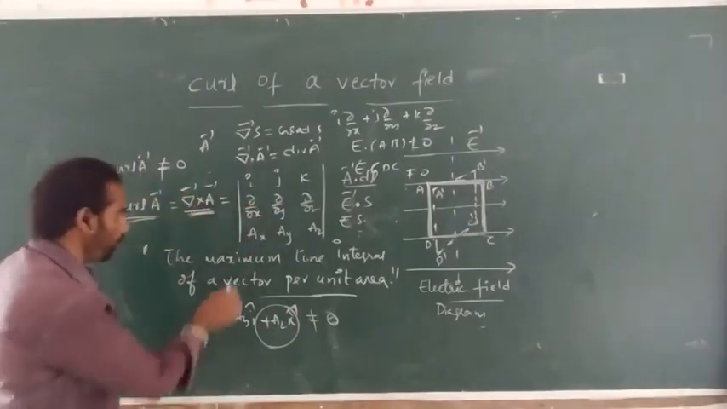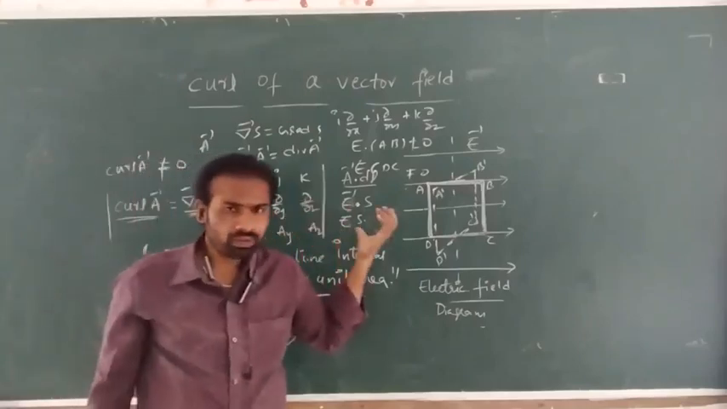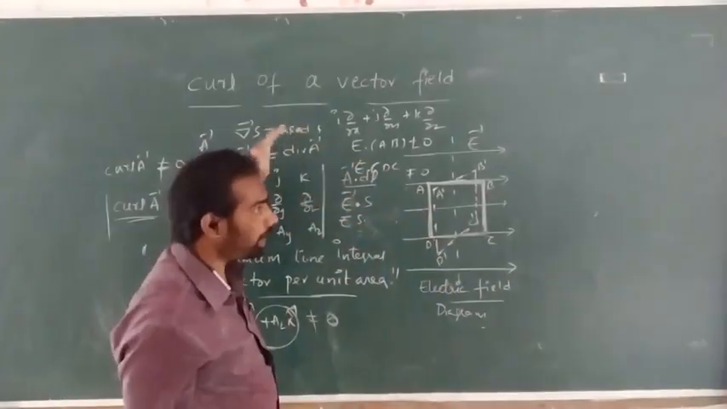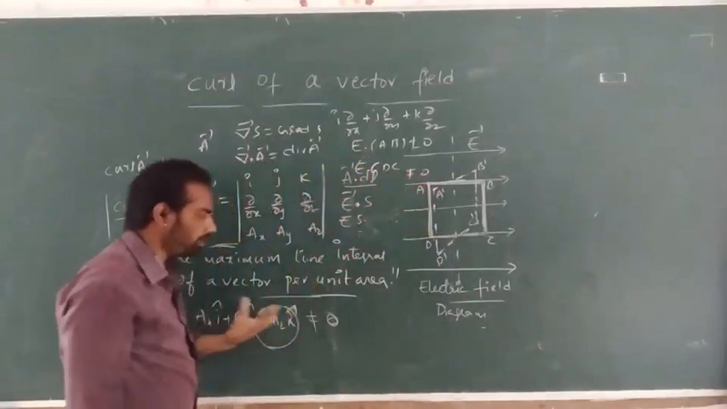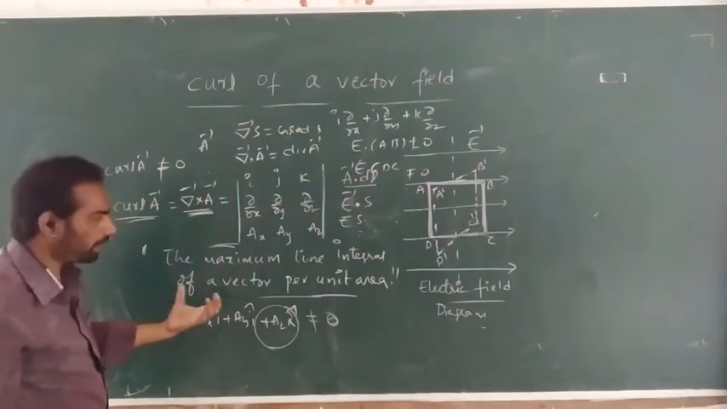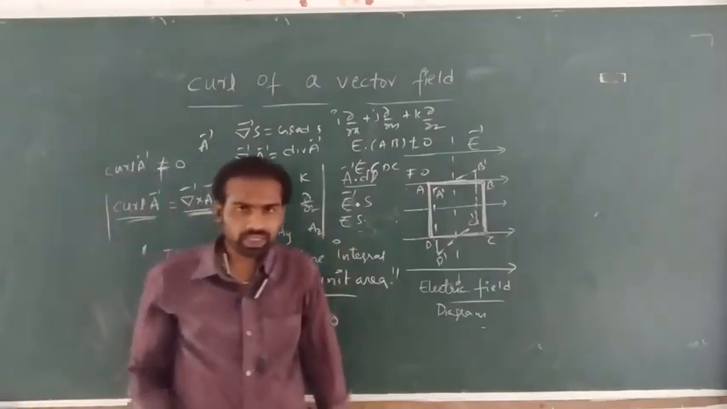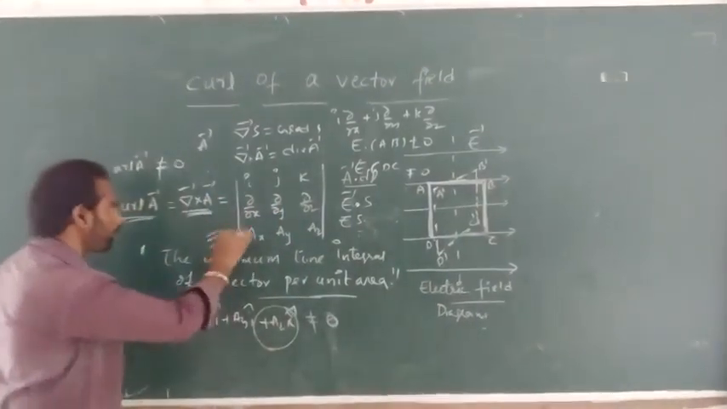We will prove this formula in the next class. So this is our curl of a vector field, simple, by using one example we took. The maximum line integral of a vector per unit area is nothing but the curl of a vector field. In the next class we will see the proof of this formula.